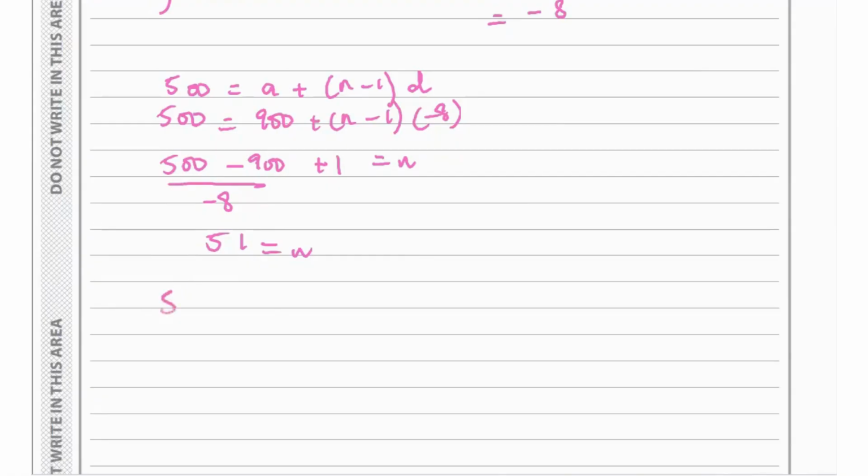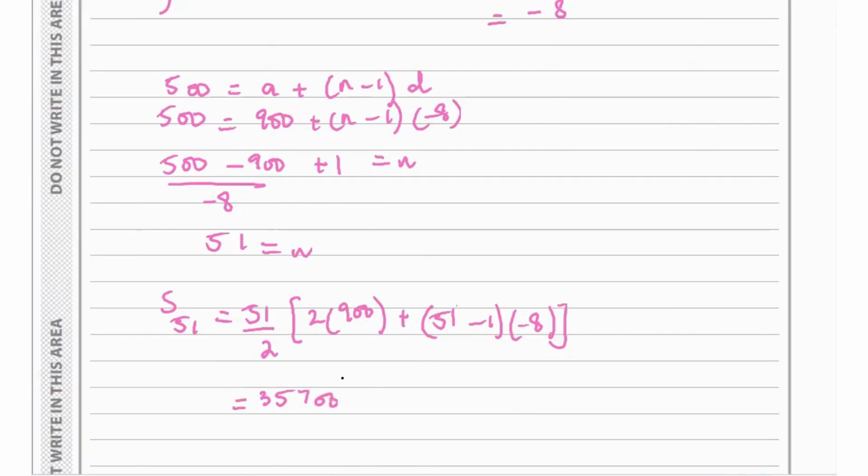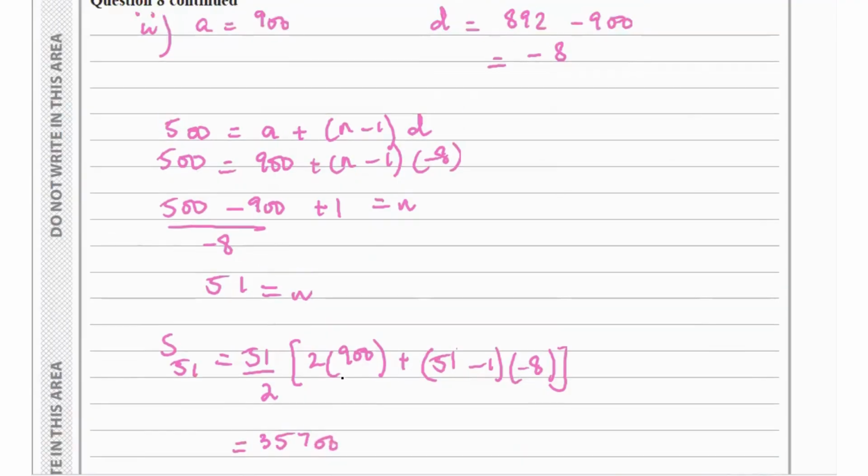So now we're going to put these in the sum of n terms formula. We have to find the sum of the first 51 terms. So it's going to be 51 divided by 2 times 900 plus 51 minus 1 times -8. That gives us a value of 35,700. That's the sum of the first 51 terms.